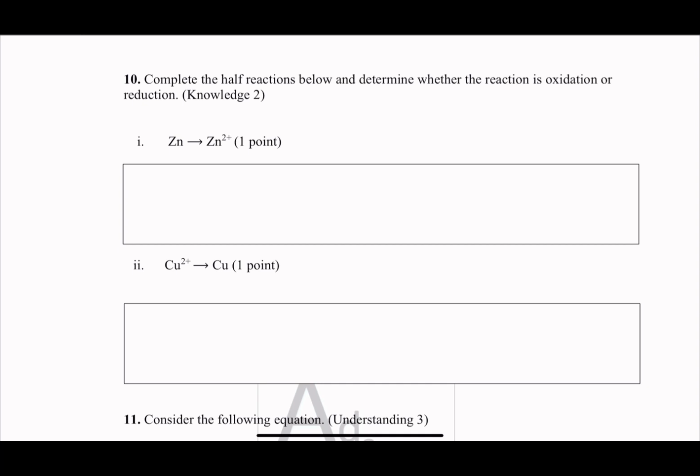Okay, our next question is question number 10. On this one, we're going to complete the half reactions. It's a super easy question. Most of you answered this one right, so I'm just going to re-clarify this. As you can see, we have zinc with a 0 charge going to zinc with a plus 2 charge. Because mathematically my number increased from 0 to plus 2, I know that this is oxidation. And one more thing, we need to add electrons to balance this reaction.